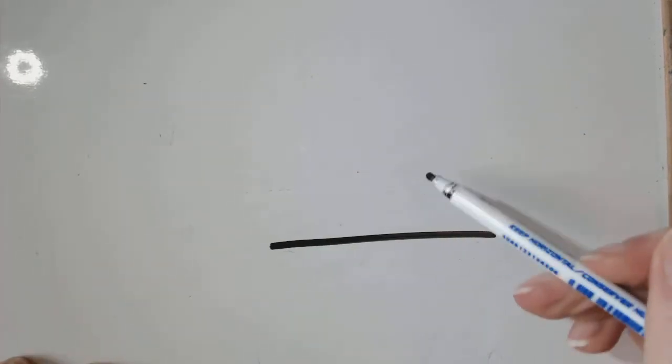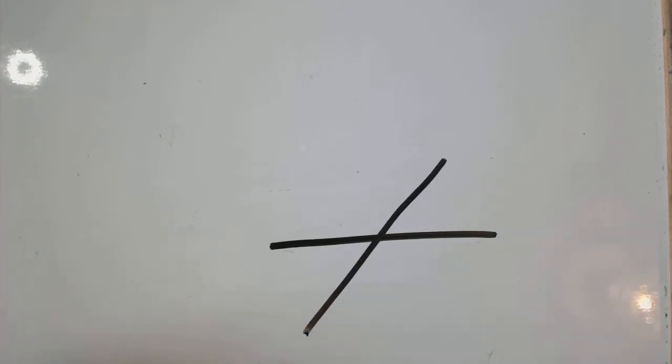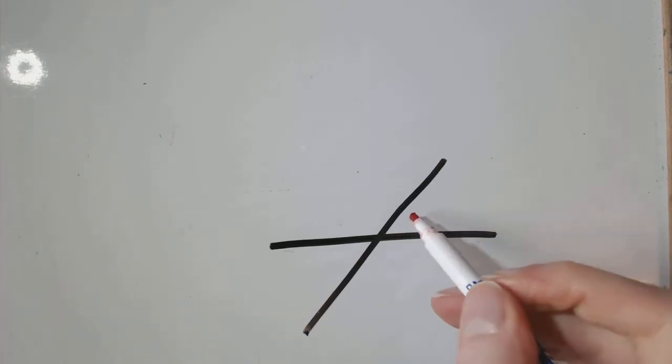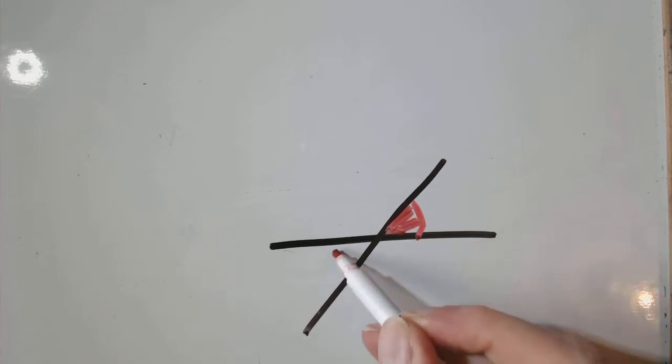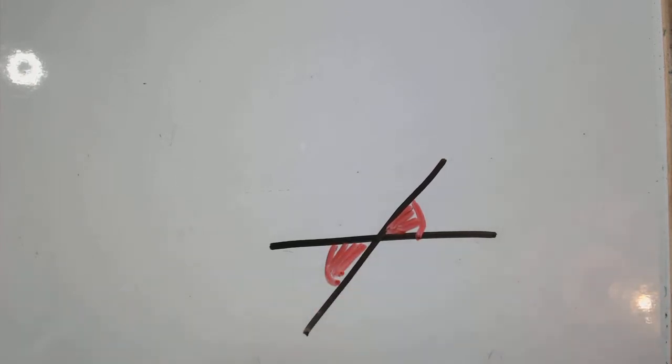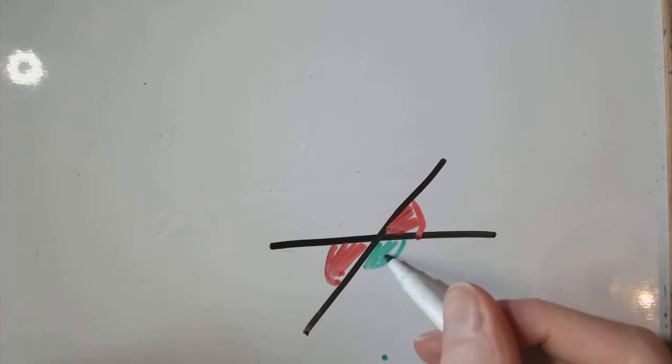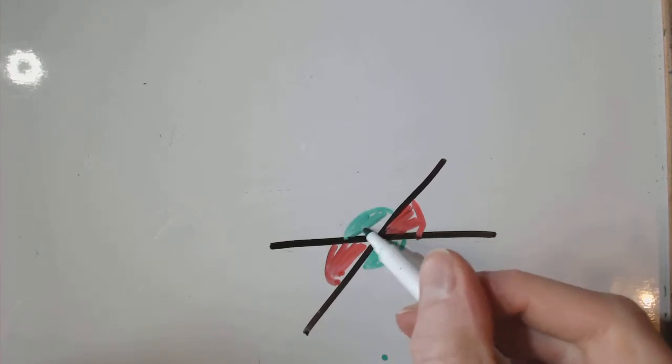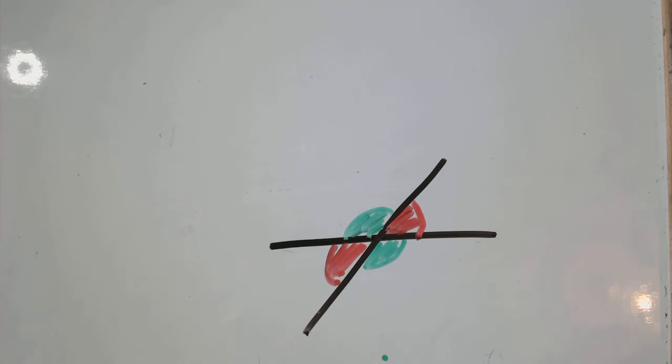And here's another one. If you have a line but you've got another line that intersects right through it, what you'll find out is that this angle here is the same as this angle, and this angle here is the same as this angle. Okay, so there's some properties and they'll help you answer your homework.